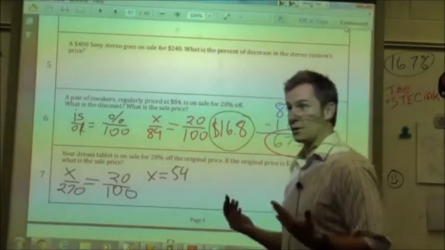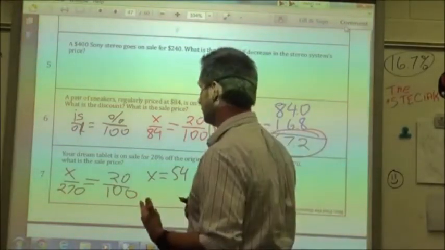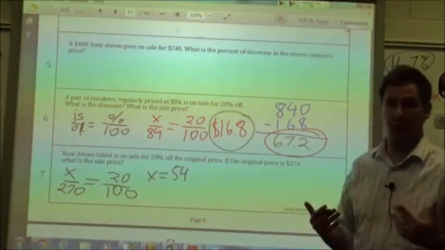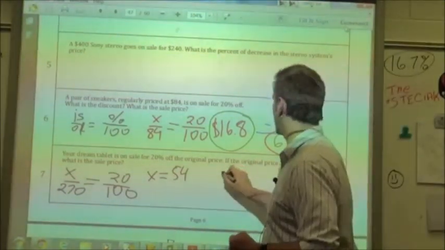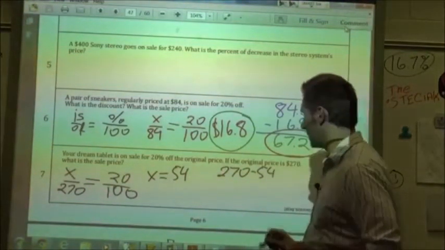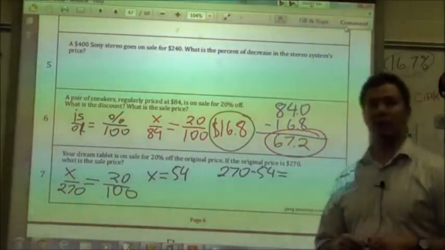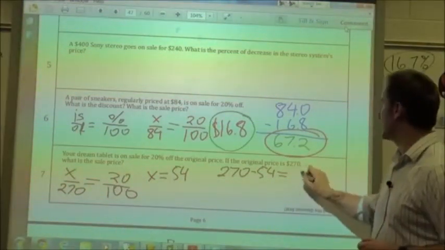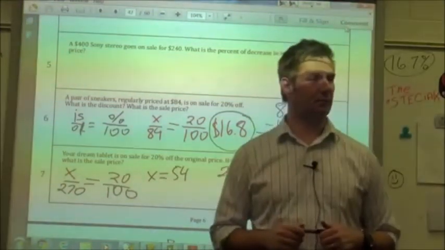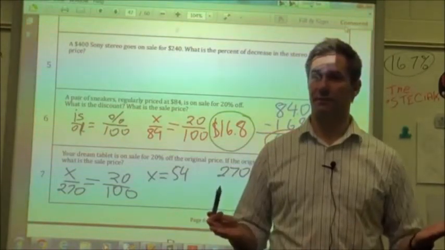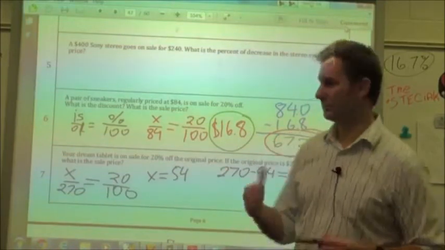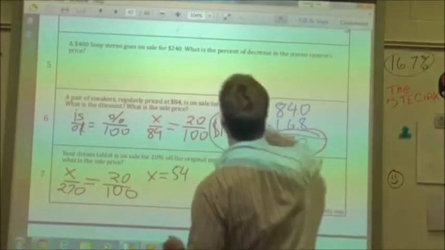So the next question is, what are we doing with it? We have to subtract. Since it's a discount, we subtract from the original price. Our original price was 270, and we need to subtract 54. Therefore, we find the sale price, which is $216. Ladies and gentlemen, this is it. Easy? Easy enough? Good. Awesome. Thank you. All right.